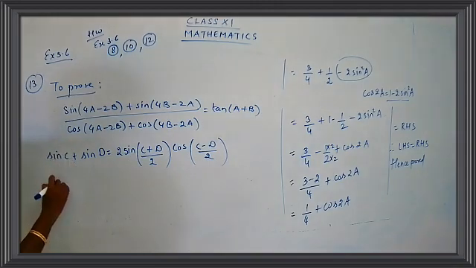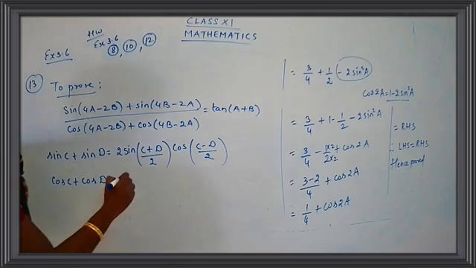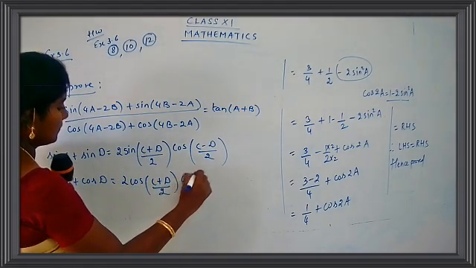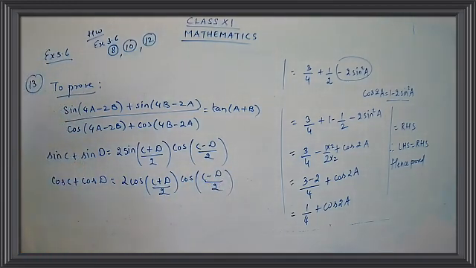And also we have to apply the formula for cos c plus cos d. We have used this formula for our earlier sums. So it's 2 cos c plus d by 2 cos c minus d by 2. Those are the formulas. Sin c plus sin d is 2 sin c plus d by 2 cos c minus d by 2. And cos c plus cos d is 2 cos c plus d by 2 cos c minus d by 2. Okay, so we're just going to apply these formulas and we are going to get our answer.